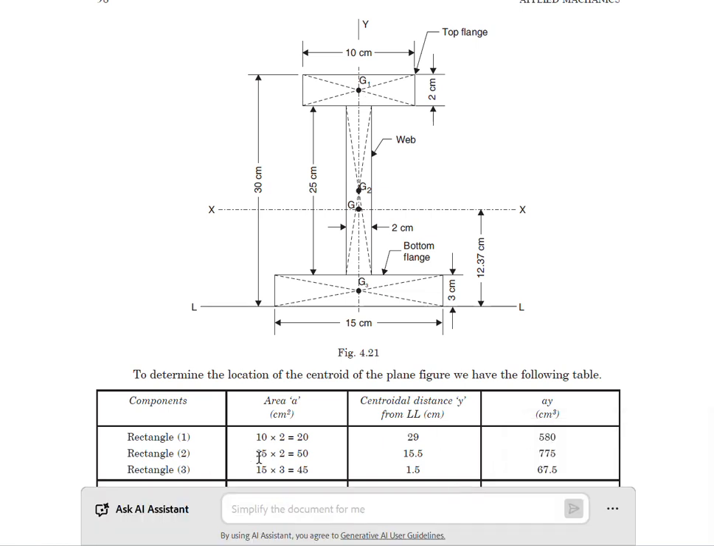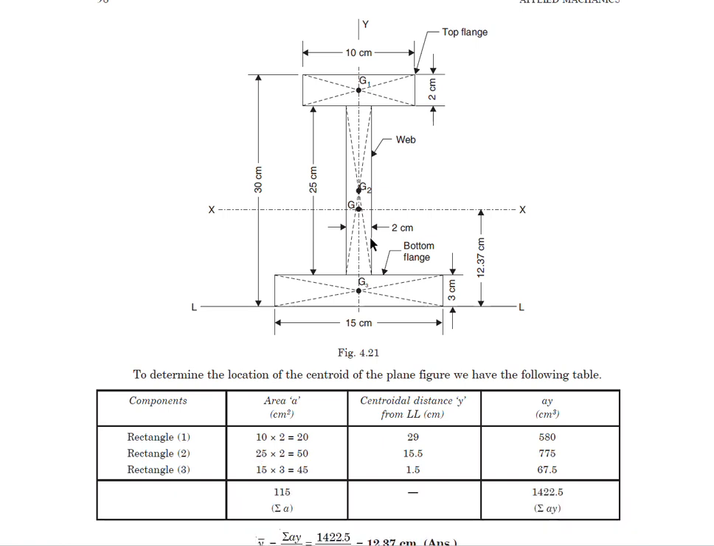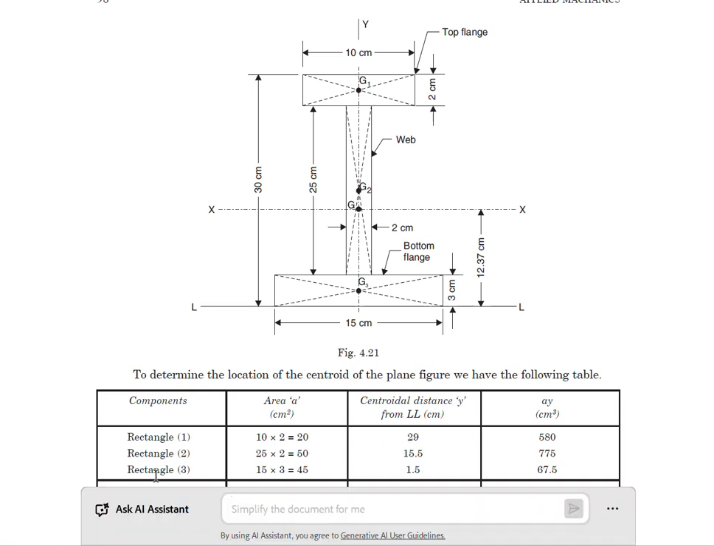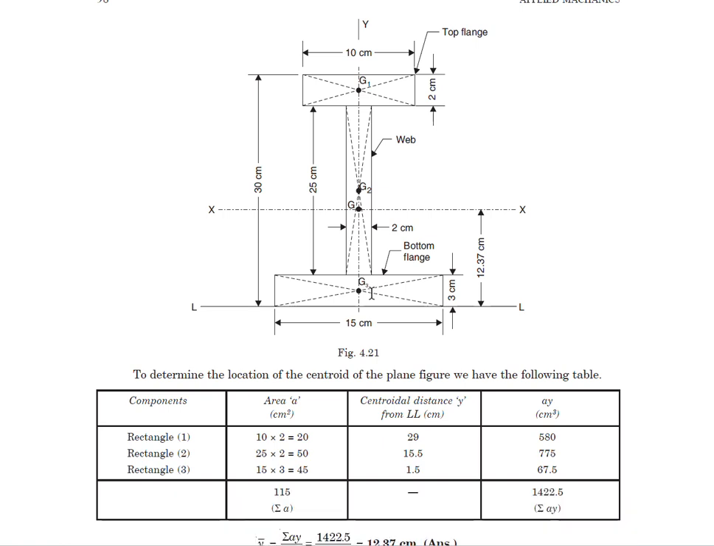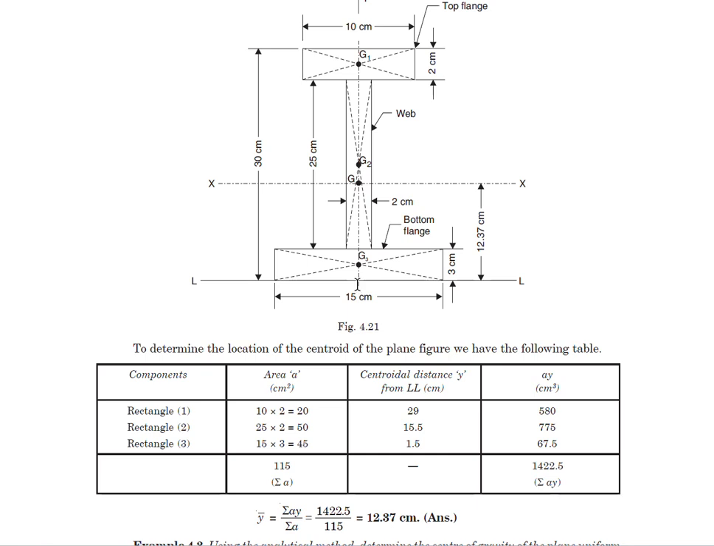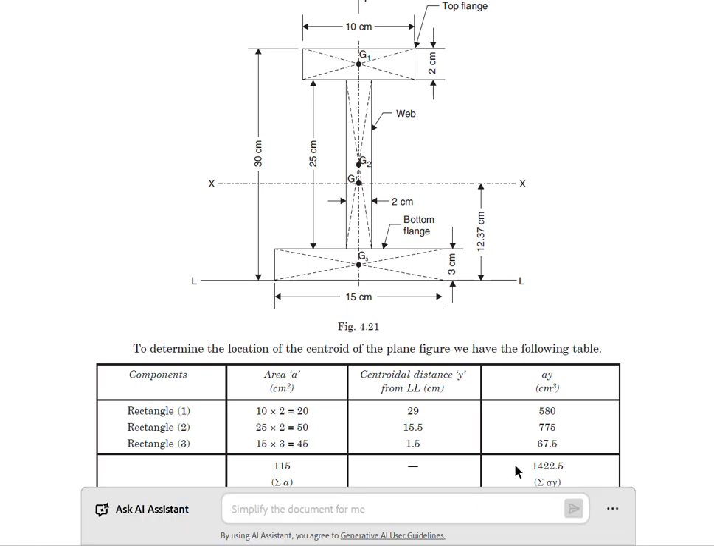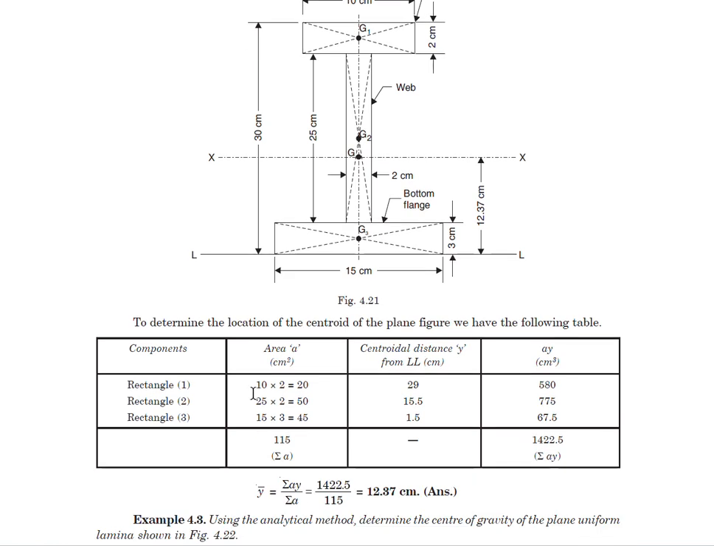Then rectangle 2 is 25 into 2, the middle one. Okay, so the distance of this from the bottom line, that is the LL line, is 3 plus 12.5, so this comes out to be 15.5. And similarly for rectangle 3, which is the bottom one, the area is 15 into 3, and the distance from the line LL, which is at the bottom, is 1.5 only.